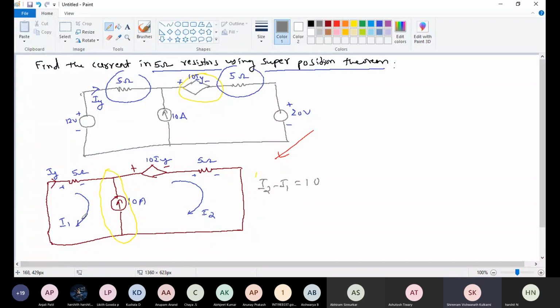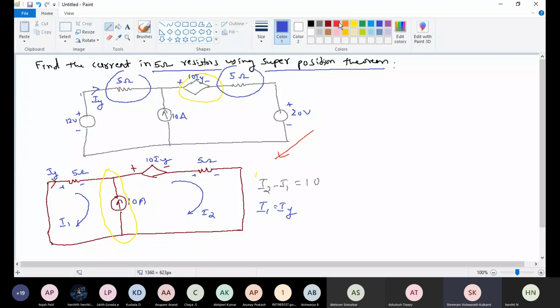Here we can see this I1 current is the same as IY. See here, the same current is flowing through the 5 ohm resistor, I1, that is the same as IY. Agreed? Same path is there. I1 is through 5 ohm, IY also through 5 ohm. So I can write I1 is equal to IY.